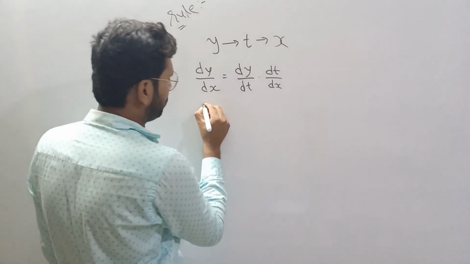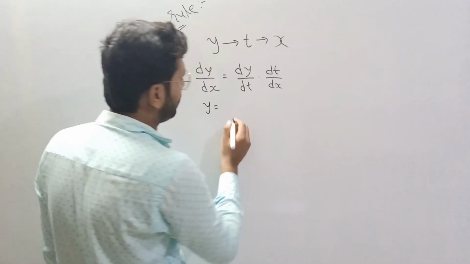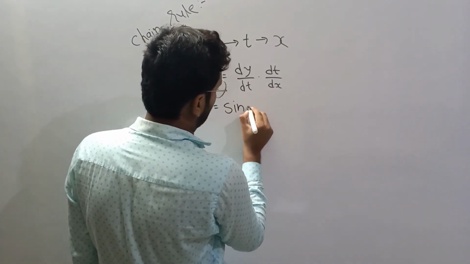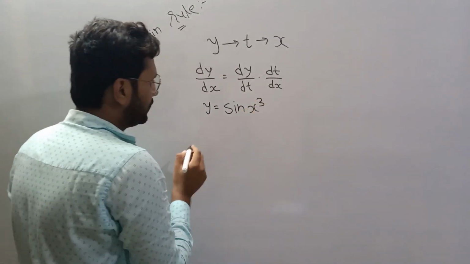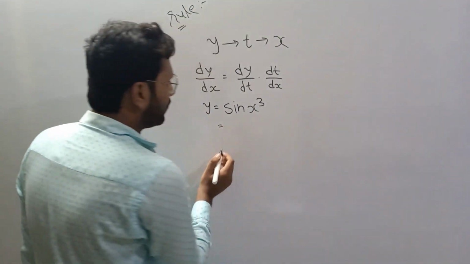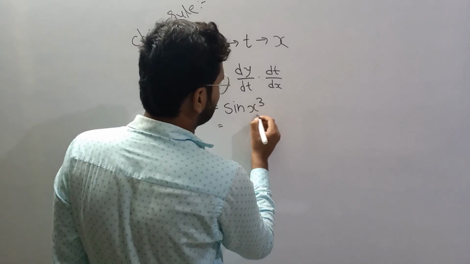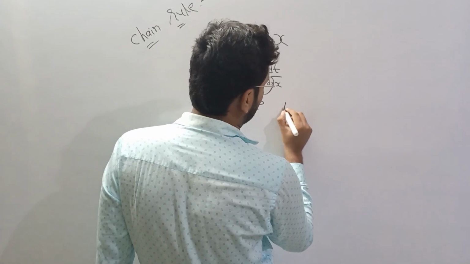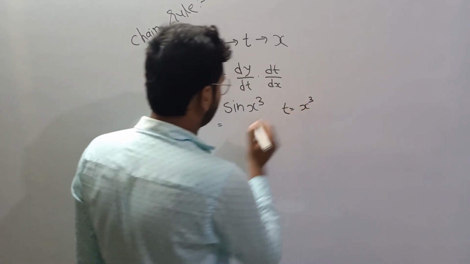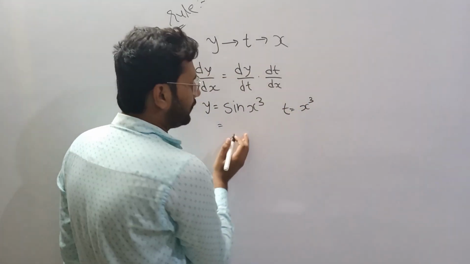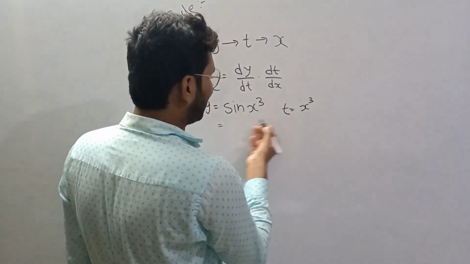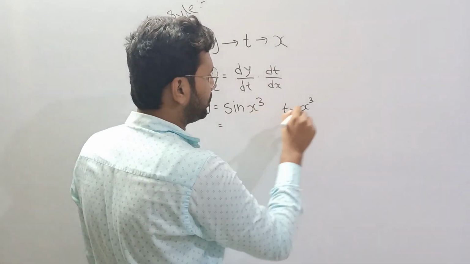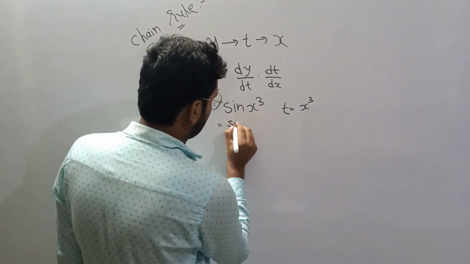Suppose we have the function y is equal to sine x cube. So what will we have to do? We will first of all consider this as a function of x, like t is equal to x cube, because we don't know the formula of derivation of sine x cube. So we will have to suppose x cube as t. So sine t.